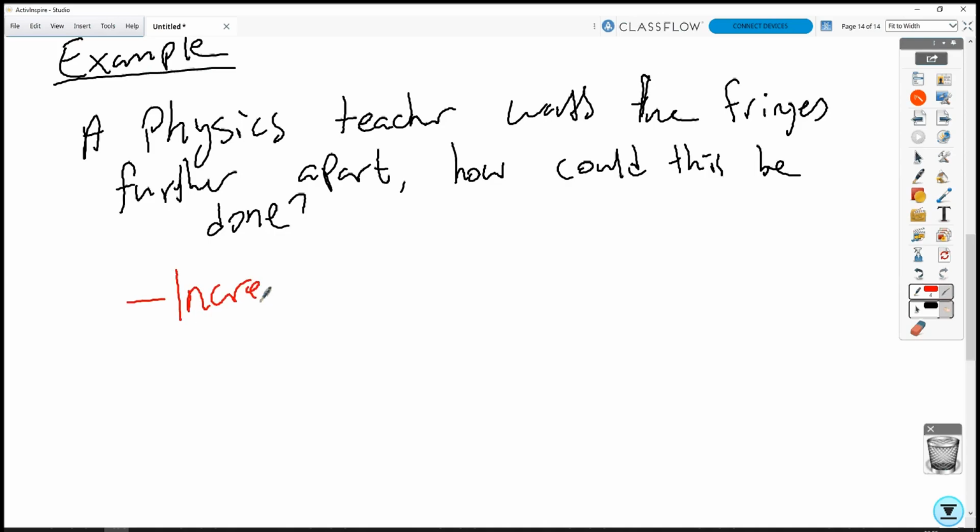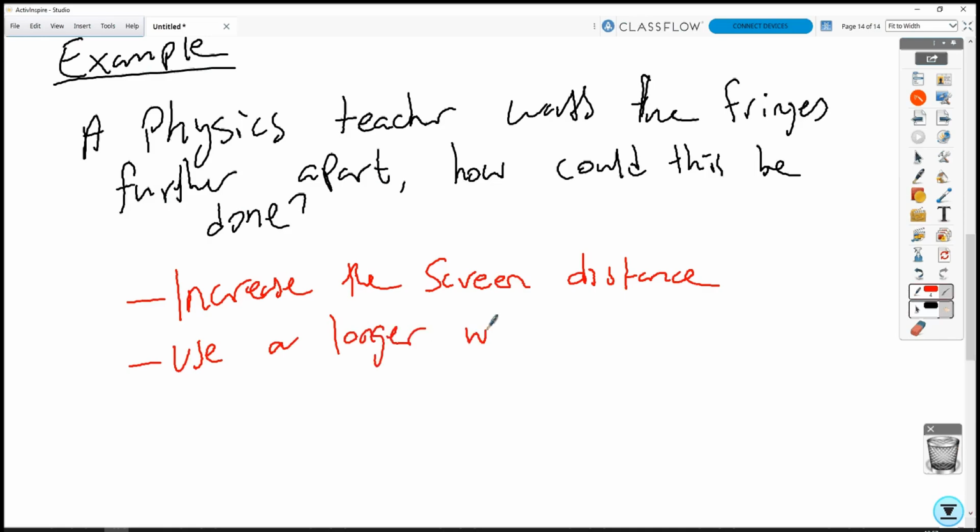First is to increase the screen distance. So move it further away. Second is to use a longer wavelength laser. So if they were using a green laser originally, then they would have to use a red laser which has a longer wavelength after. And then the last one is to decrease the slit separation.